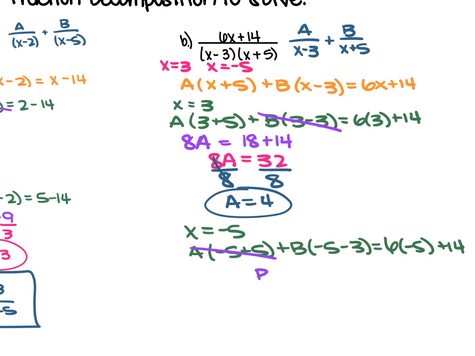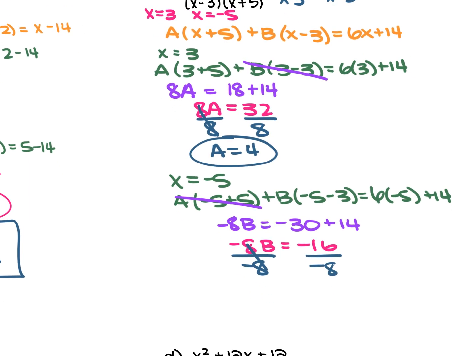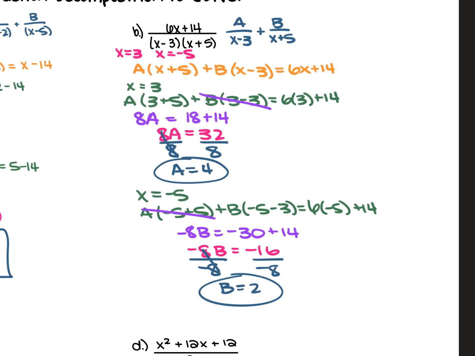Your b is going to multiply by what? -8. It's going to give you -30 plus 14, which is what? So -8b is equal to -16. B is equal to +2. So if your a is 4 and your b is 2, what's your fraction form going to be? A over... what is a? A is 4 over x minus 3 plus 2 over x plus 5. Good.